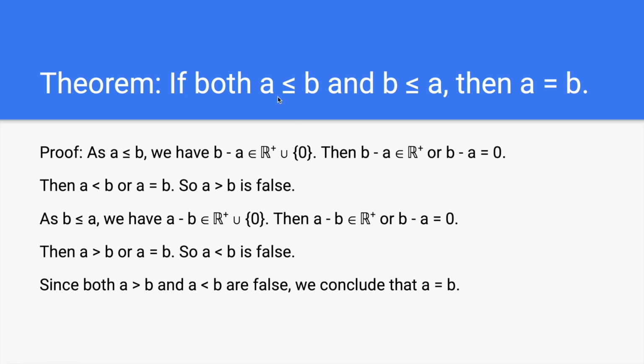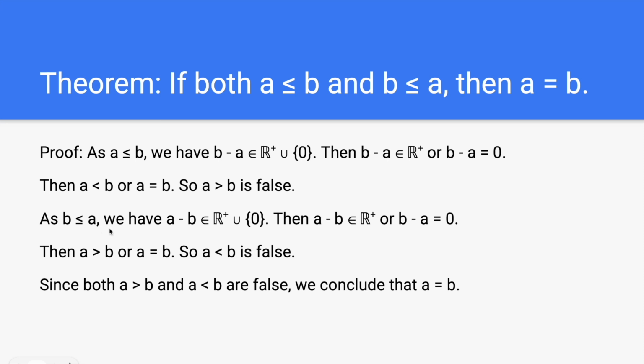Theorem. If both A is less than or equal to B and B is less than or equal to A, then A is equal to B. Proof. As A is less than or equal to B, we have B minus A belongs to R plus union the set containing 0. Then B minus A is positive, or B minus A is 0. Then A is less than B, or A is equal to B. So A is greater than B is false.